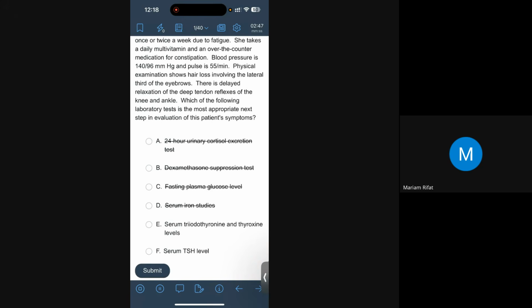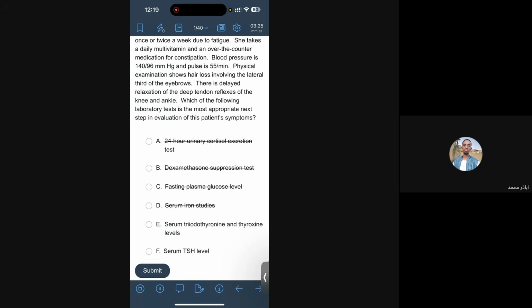TSH is the most sensitive marker for primary hypothyroidism as compared to T4 and T3. Because with a small change in thyroid hormone, there is a large change in TSH level. You are going to get a much larger change in the TSH levels as compared to the thyroid hormones. That's why TSH is much more sensitive in primary hypothyroidism, and 90% of the cases of hypothyroidism are primary.